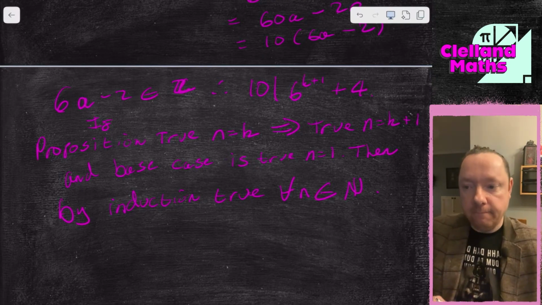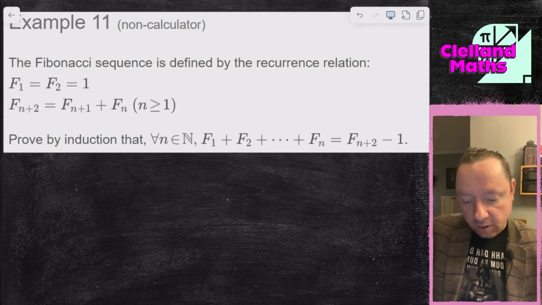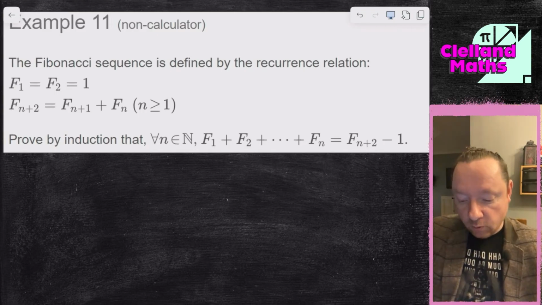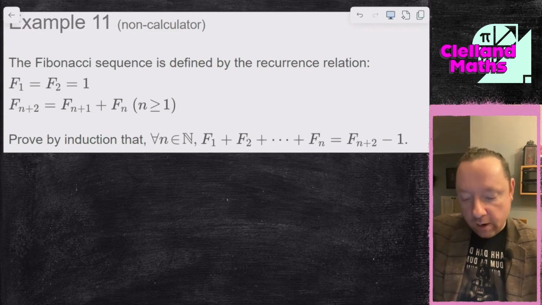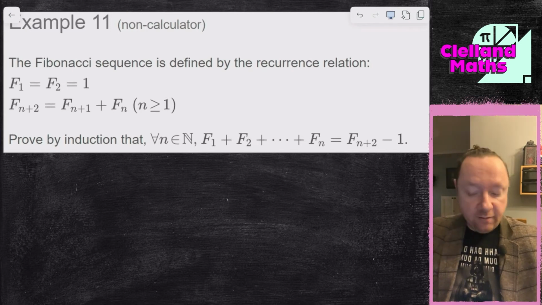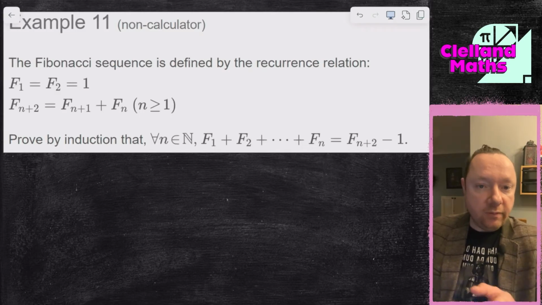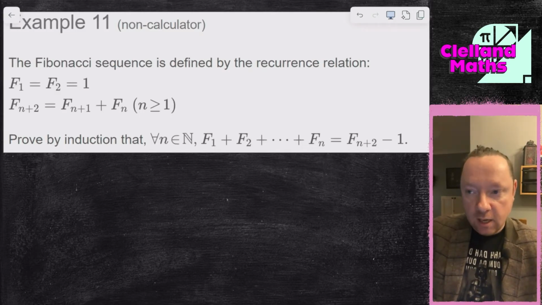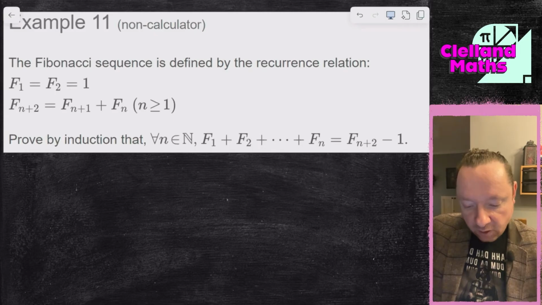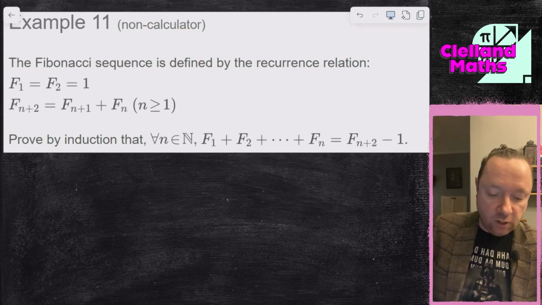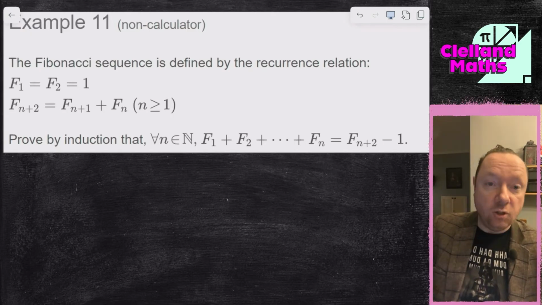Okay? The Fibonacci sequence is defined by the recurrence relationship f1 equals f2 equals 1. We already know that, 1, 1 in other words. And then f(n+2) equals f(n+1) plus f(n). What is it trying to say here? Well, if we take, say, f3, it's f2 plus f1. It's just the previous two added together. That's what the Fibonacci sequence is. And we have to prove by induction that for all n a member of the natural numbers, if we add up all the Fibonacci numbers, it's actually just equal to f(n+2) minus 1.